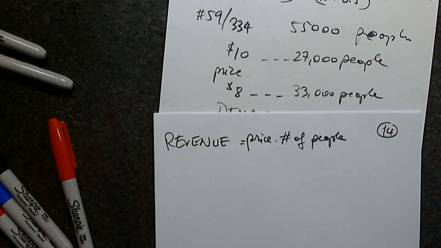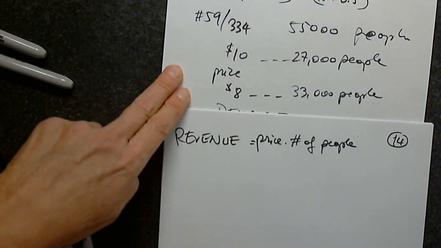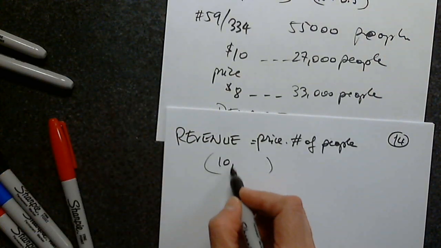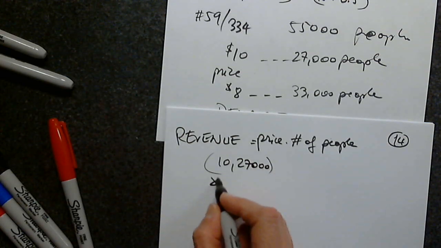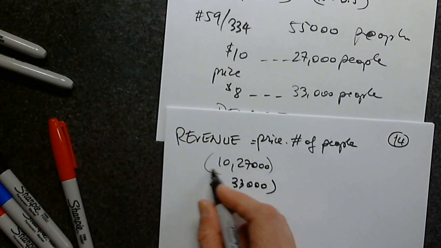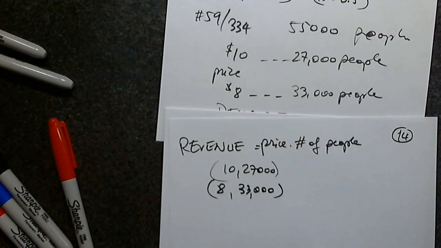A baseball team plays in a stadium that holds 55,000 spectators. With ticket prices at 10, the average attendance is 27,000. When ticket prices were lowered to 8, the average attendance rose to 33,000. Find the demand function, assuming that it is linear. Okay. So what am I given? I am given two ordered pairs, (10, 27,000) and (8, 33,000). And I'm asked to find the demand function because it's linear.